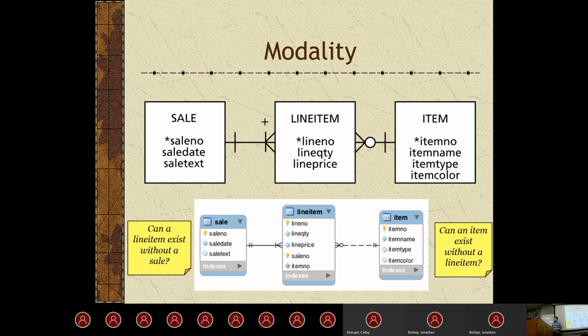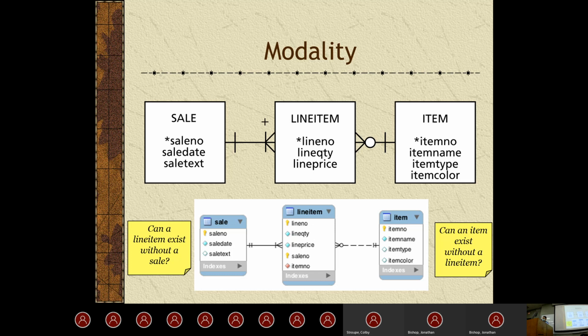So let's go through it. Let's take a look at this as well. What we have is a sale has one-to-many line items, and an item has 0-to-many line items associated with it. Let's go through and see how we would actually read this. The first question: can a line item exist without a sale? We look at line item and ask, can it exist without a sale? It cannot, because it has to have that minimum amount of 1. That's going to be the modality. Now let's contrast that with, can an item exist without a line item? We go to item, which has 0 to many line items. So what are we going to say there?